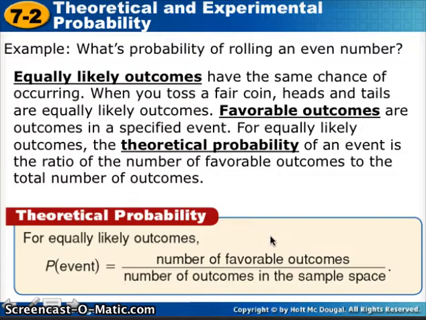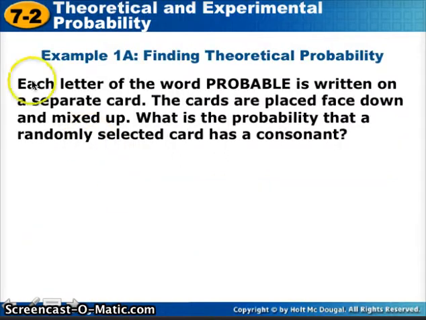So, if we're trying to find the theoretical probability, we would find the number of favorable outcomes that we want and put that over the total number of outcomes in the sample space. So let's look at an example of finding the theoretical probability. Each letter of the word probable is written on a separate card. The cards are placed face down and mixed up. What is the probability that a randomly selected card has a consonant?